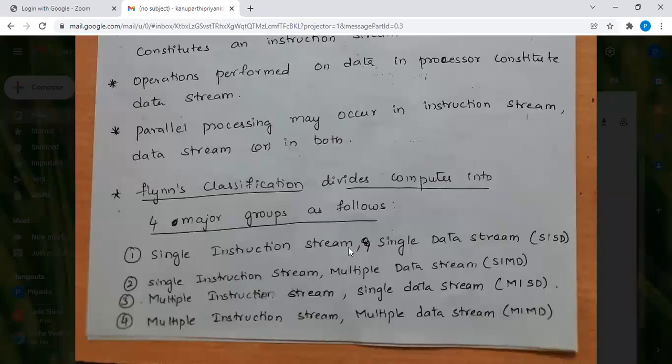We'll be running out of time, so after this session, you again rejoin.